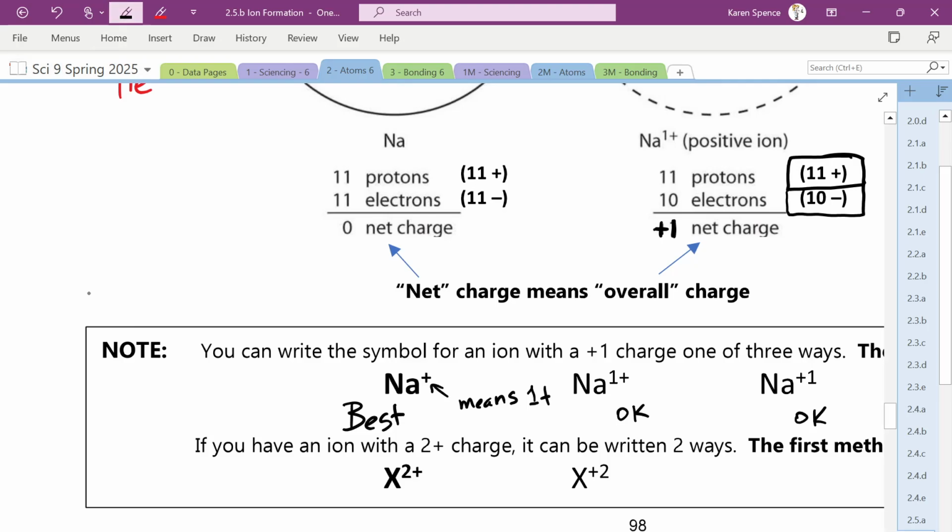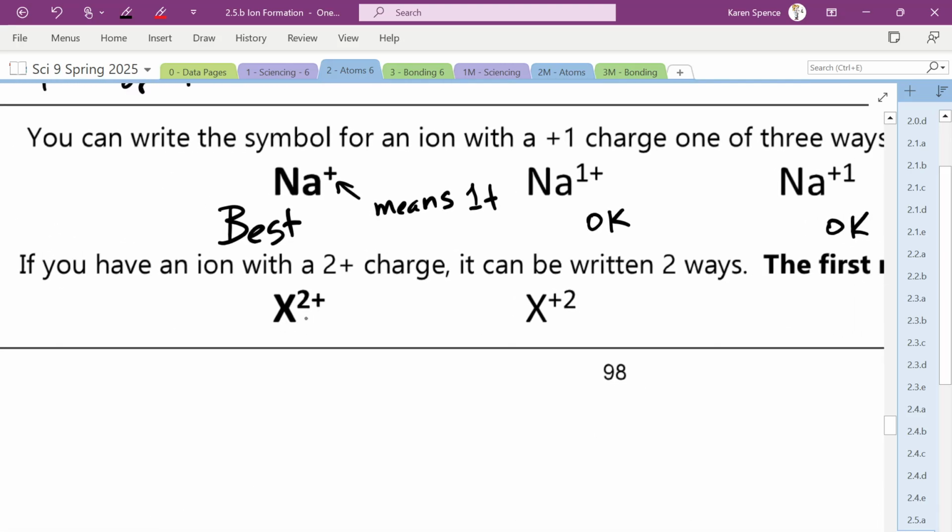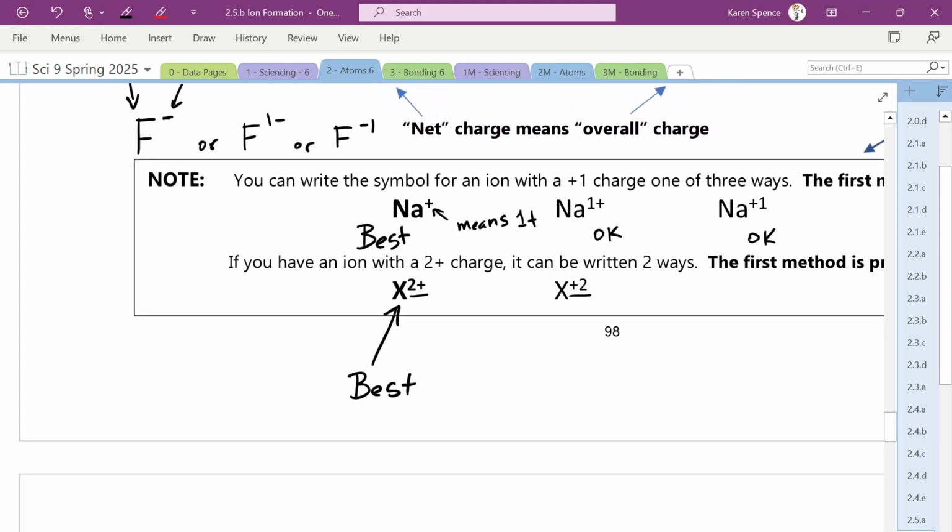Yeah, so if you have F minus, that means -1, okay? And you could write it as F1 minus or F minus 1. This, though, is the best. And by best, I just mean that that's the one that chemists use, okay? But you're in grade 9, so if you use 1 minus or -1, that's totally fine. Same thing, if you have a 2 plus charge, you can write it as 2 plus or +2. This is the best. But the other way is fine also, okay?